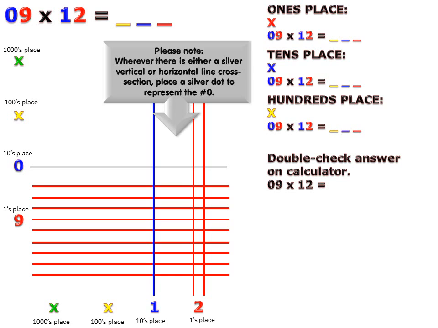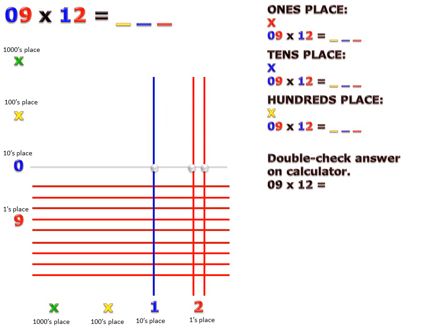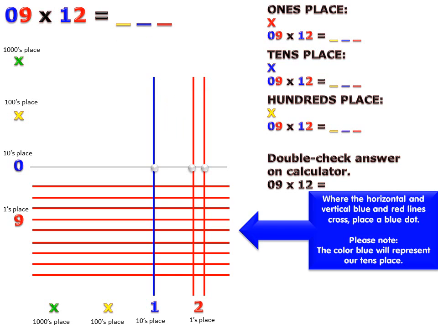Please note, wherever there is either a silver vertical or horizontal line cross-section, place a silver dot to represent the number 0. There's our 3 silver dots. Where the horizontal and vertical blue and red lines cross, place a blue dot. Please note, the color blue will represent our tens place.